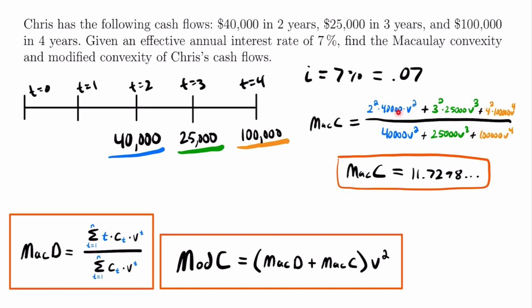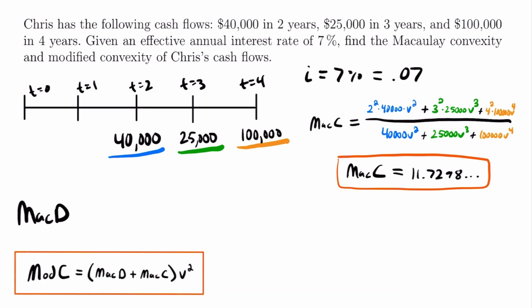So this calculation right here that we use to calculate the Macaulay convexity, all we have to do to find the Macaulay duration that we can then use for this calculation to find the modified convexity is just not square 2, 3, and 4. If we just remove that exponent of 2 from each of those constants, we will then have the appropriate calculation for the Macaulay duration. So here's what we'll have.